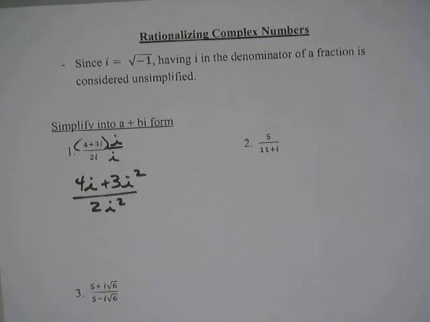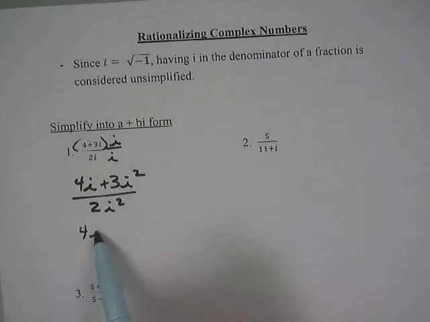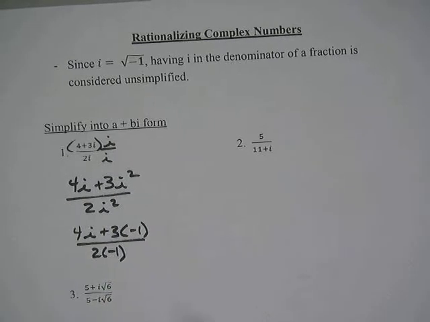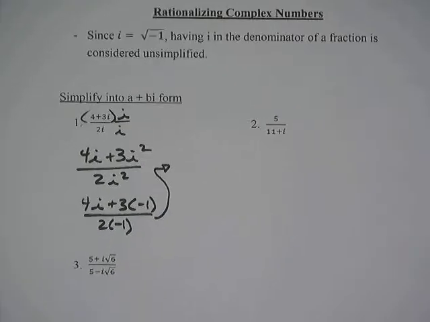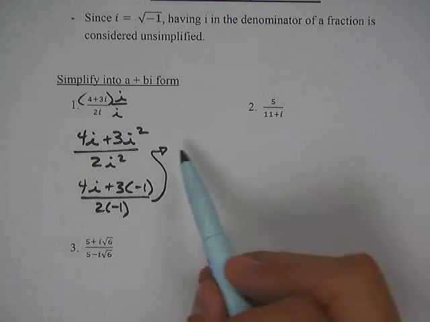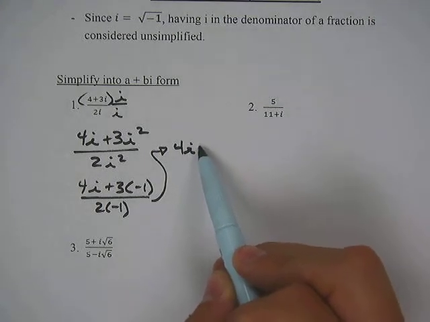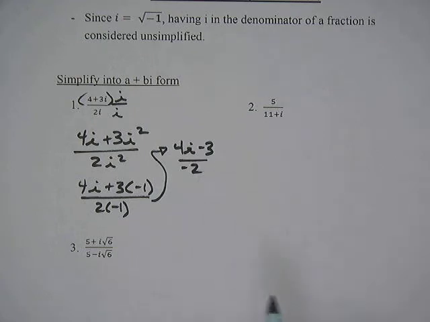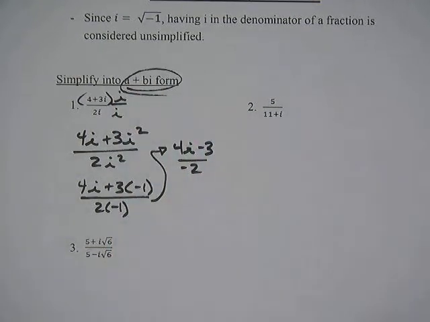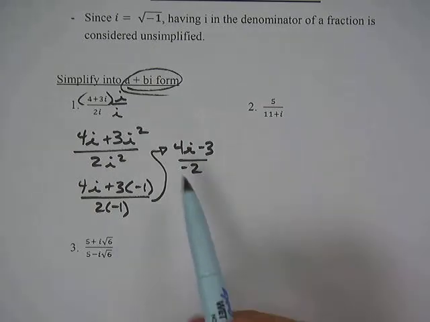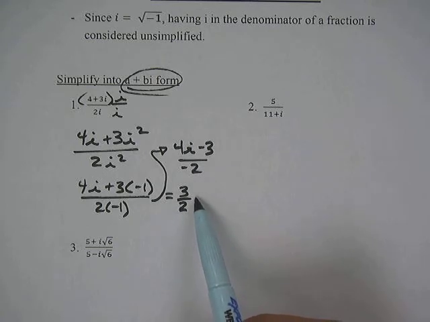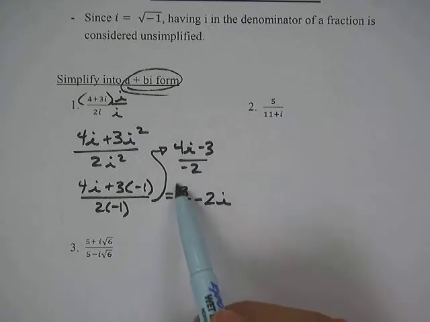Now you might be thinking, well, I still have i's in the bottom. You're right, but we know i squared is equal to negative 1, so I can simplify more. 4i plus 3 times negative 1 over 2 times negative 1. Now I'm going to move it up over here. If I simplify this, we get 4i minus 3 over negative 2. And you notice it says simplify into a + bi form. So if I switch this around, I would get the final answer 3 over 2 minus 2i.